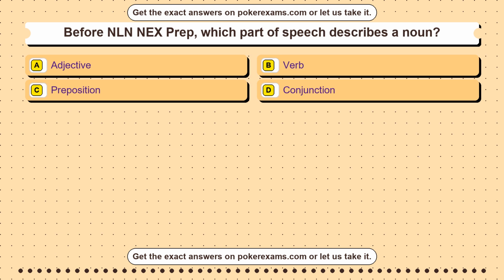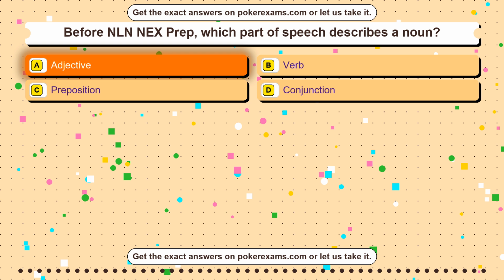Question 5. Before NLN NEX Prep, which part of speech describes a noun? Option A adjective. Option B verb. Option C preposition. Option D conjunction. The correct answer is option A.